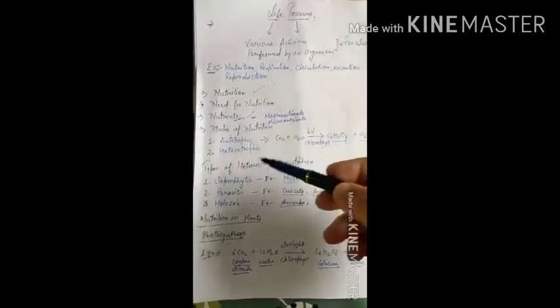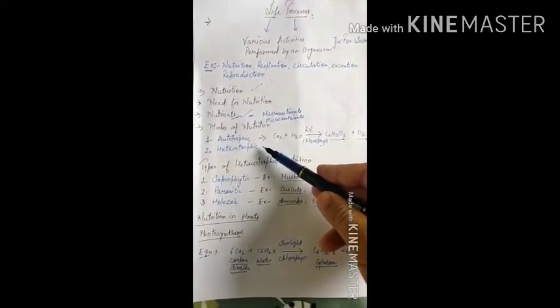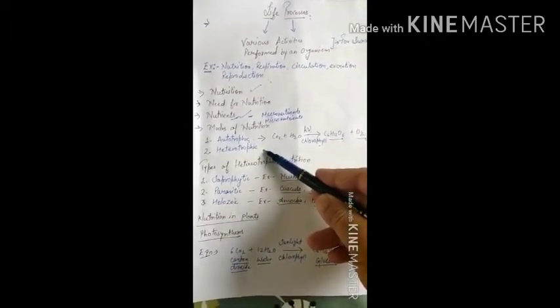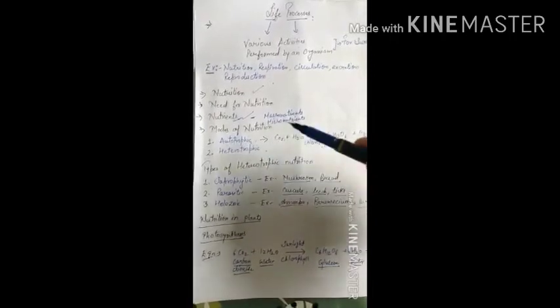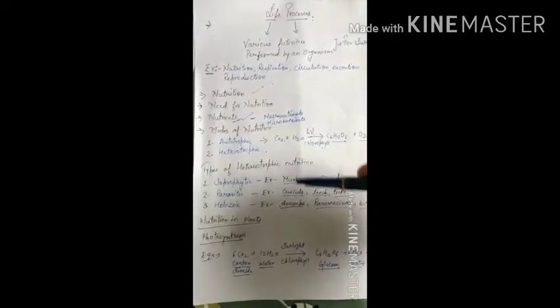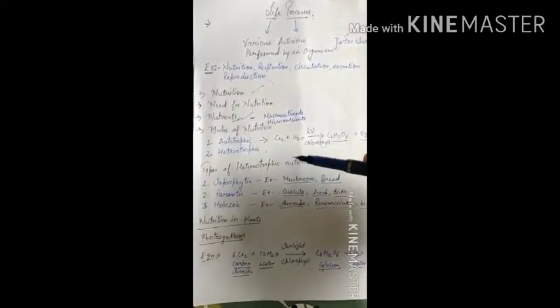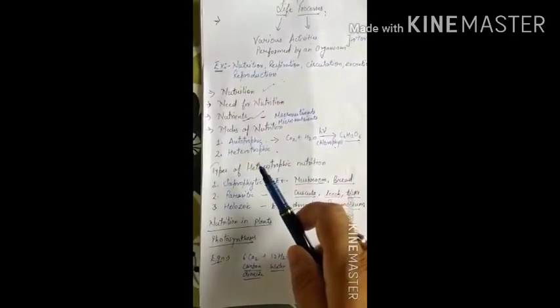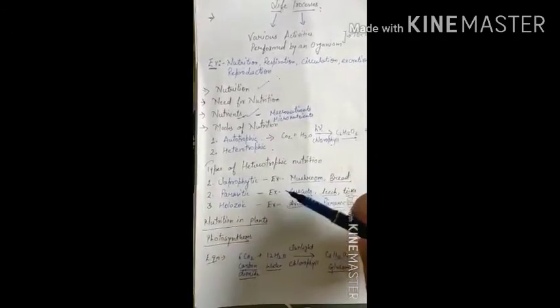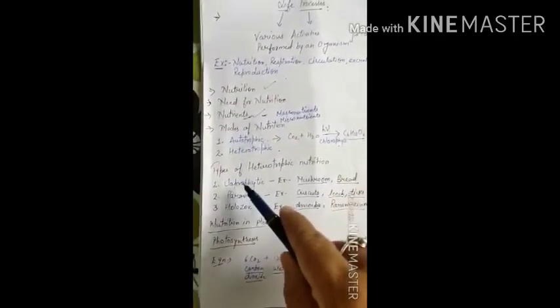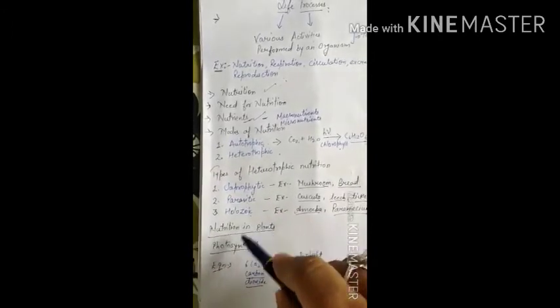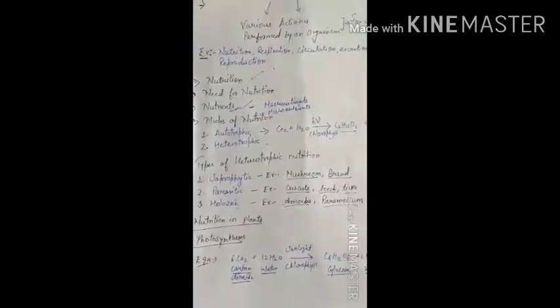Now we can talk about the heterotrophic mode of nutrition. It is a type of nutrition in which organisms get their food directly or indirectly from plants. For example, all animals, fungi and some bacteria. The heterotrophic mode of nutrition is of three further types: the first is saprophytic, the second is parasitic, and the third is holozoic nutrition.